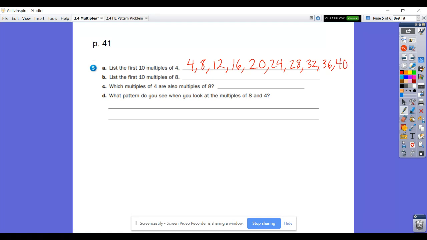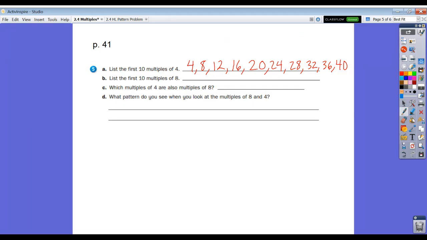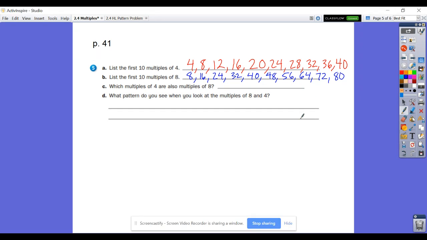Okay, so we have all of those multiples of 4. Now it wants the multiples of 8. I want you to pause the video and do your multiples of 8 and then play it when you're ready to see the first 10. How'd you do with those multiples of 8? Did you have them memorized or did you need to look at a multiplication chart? Sometimes I forget. 6 times 8 is 48 and 9 times 8 is 72. Those ones are sometimes tricky for me. But I'm sure you have your good list of multiples.